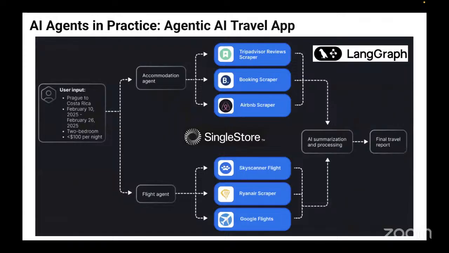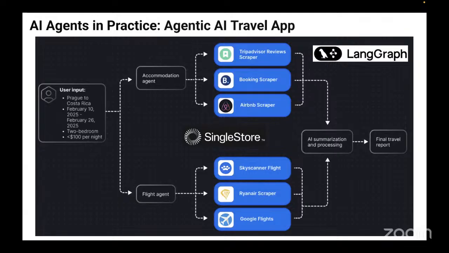So this is what we are building today, an agentic AI travel app. So there is a user input, as you can see. Hey, I want to go from Prague to Costa Rica, and this is the date, and this is when I want to come back, and I want a two-bedroom hotel apartment, and this is my budget.